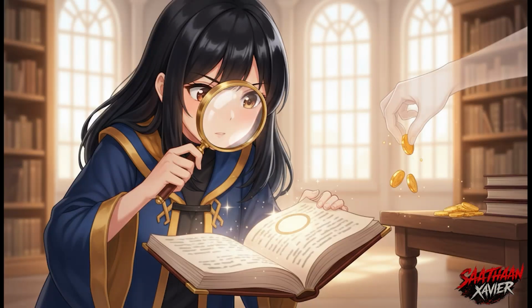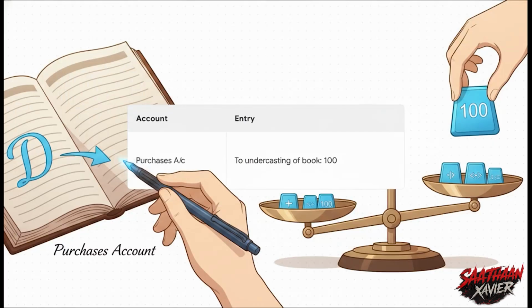Now, let's consider this one-sided error of commission, where the purchases book was simply added up short by 100 rupees. In accounting speak, this is an undercasting error. It literally just means the purchases account in the ledger received 100 too little. Now, because it's a one-sided error, and let's assume we caught it early, like before the trial balance was closed, we actually don't need a full double-entry journal to fix it. We can just go directly into the purchases account ledger, hop over to the debit side, and write an adjustment. To undercasting of purchases book, 100. We're basically just manually adding the missing weight right onto the scale.